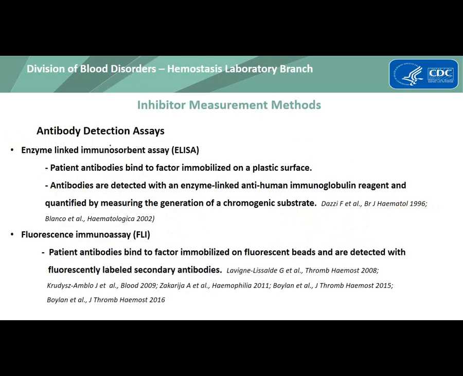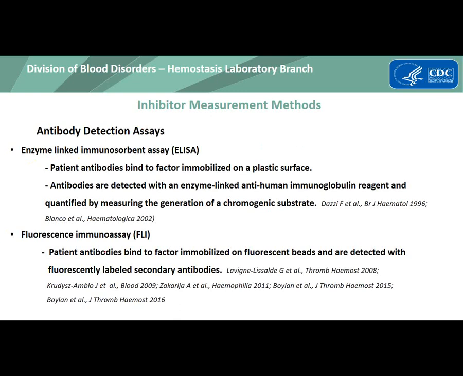Next, I'd like to talk about antibody detection assays, and there are two main types of these that are used today. Both of those are described on this slide. The first one is the enzyme-linked immunosorbent assay, and this is an ELISA, in which patient antibodies are allowed to bind to factor that's immobilized on a plastic surface. And then antibodies are detected with an enzyme-linked anti-human immunoglobulin reagent and then quantified by measuring the generation of, once again, a chromogenic substrate.